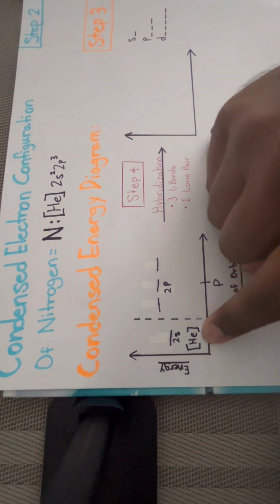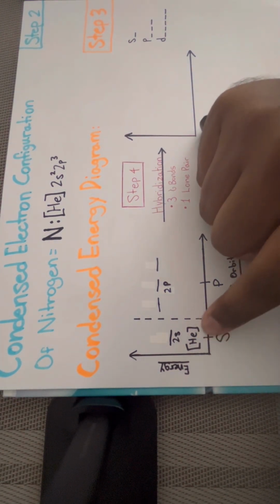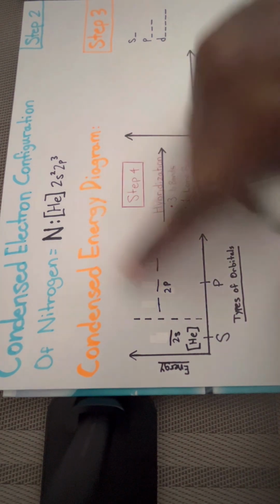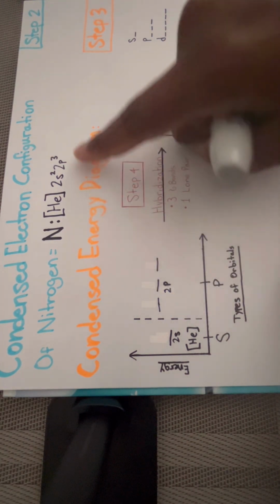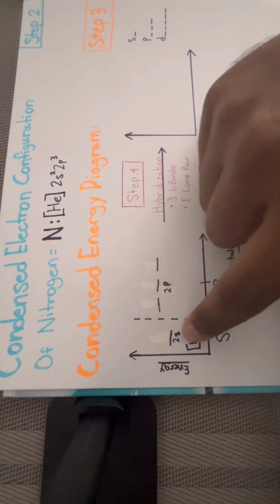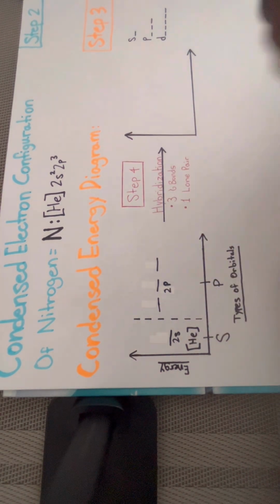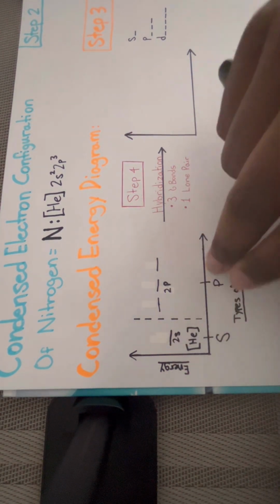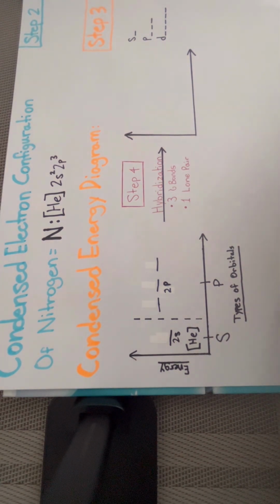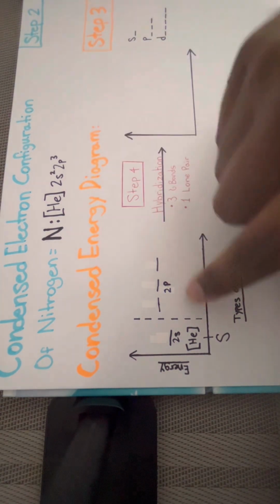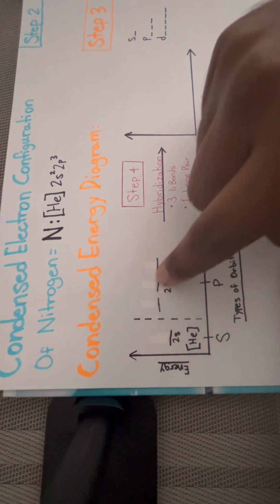So to begin, we write helium, which is the beginning of our condensed configuration. We write it here, followed by our s orbital, which is 2s, one line over it. Then we have 2p3. So we have 2p here, and we have 3 because it's 3.